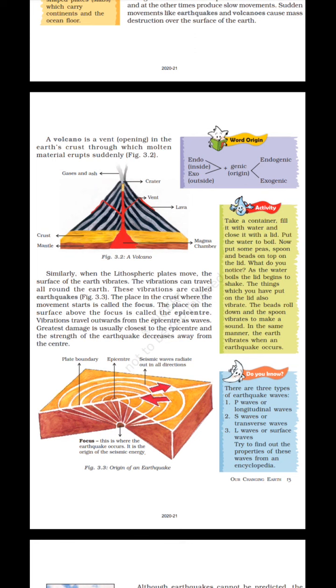Similarly, when the lithospheric plates move, the surface of the earth vibrates. The vibrations can travel all around the earth. These vibrations are called earthquakes. Take a look at figure 3.3. The place in the crust where the movement starts is called the focus. The place on the surface above the focus is called the epicenter. Vibrations travel outwards from the epicenter as waves. Greatest damage is usually closest to the epicenter and the strength of the earthquake decreases away from the center.